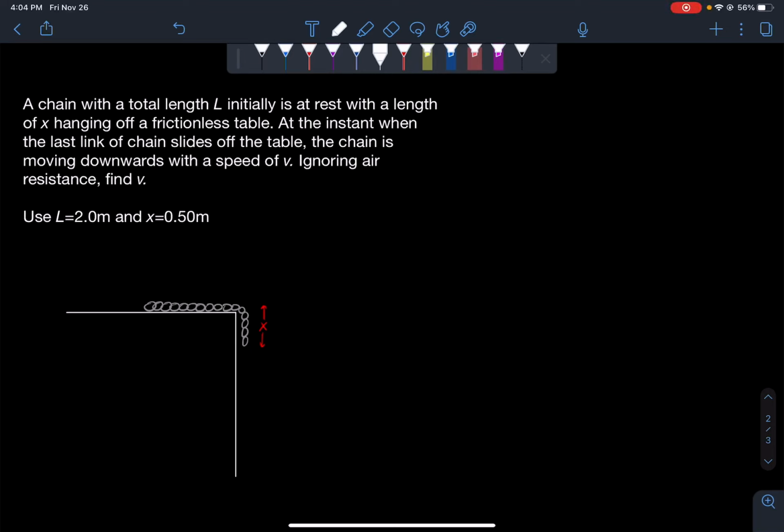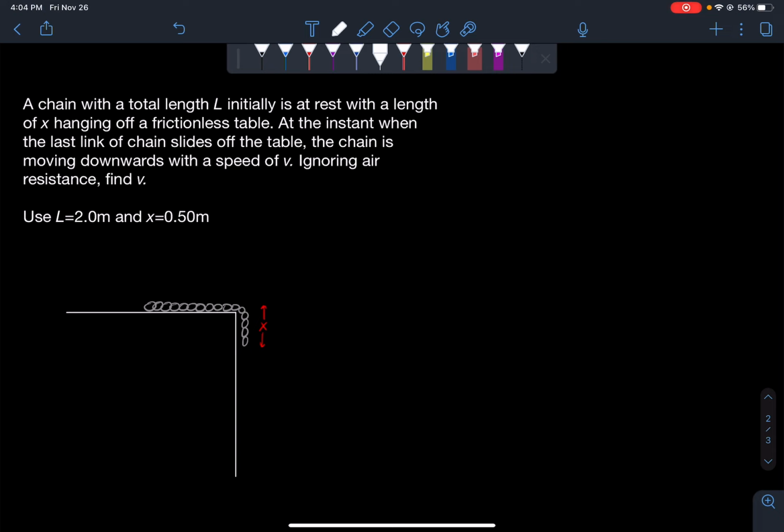In this video, I'll be solving a fairly challenging problem involving a chain falling off of a table. So let me just read the problem. A chain with a total length L initially is at rest with a length of X hanging off a frictionless table. At the instant when the last link of chain slides off the table, the chain is moving downwards with a speed of V. So ignoring air resistance, find V, and then it's giving us a couple numerical values.